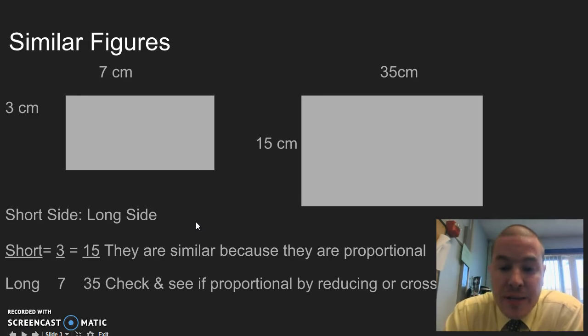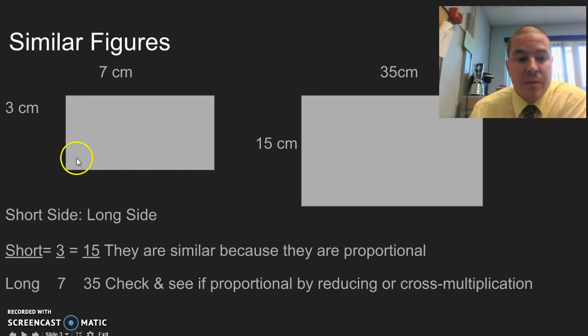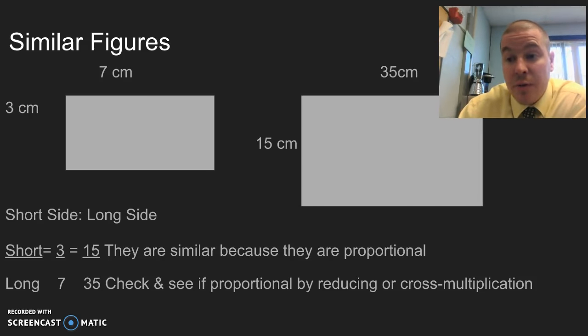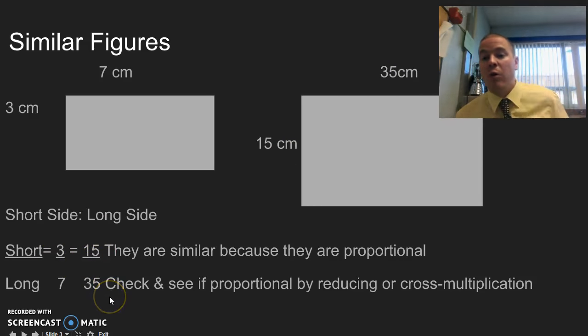Looking at these two rectangles, you have similar figures once again. You've got two rectangles with 90-degree angles. You set up the proportion, short side over long. You can do it long over short if you want, but you have to make sure that you're consistent on both figures, that you do it the same way. I just chose short over long. So 3 over 7 equals 15, the short side on this one, over 35. So 3 over 7 equals 15 over 35.